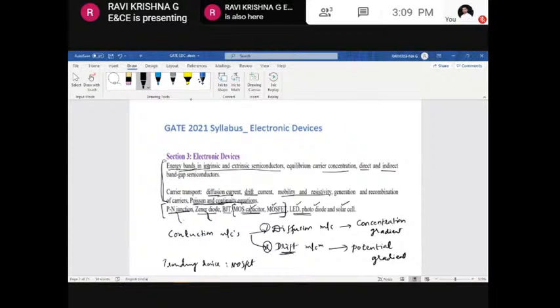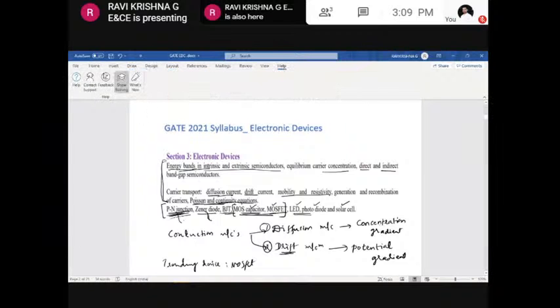And most of the times, most of the questions were asked only from the PN junction, BJT, and the MOSFET. However, you may focus on these concepts also, but the majority of the questions you can expect from the MOS, BJT, and the PN junction.